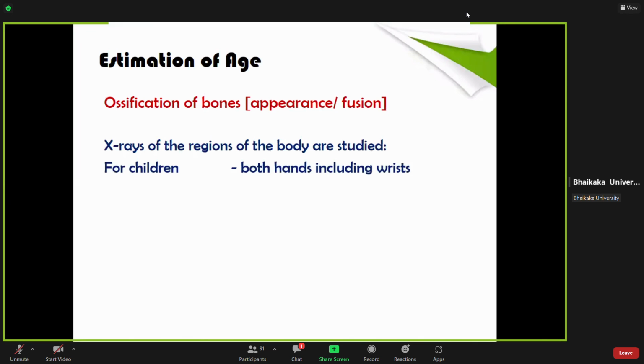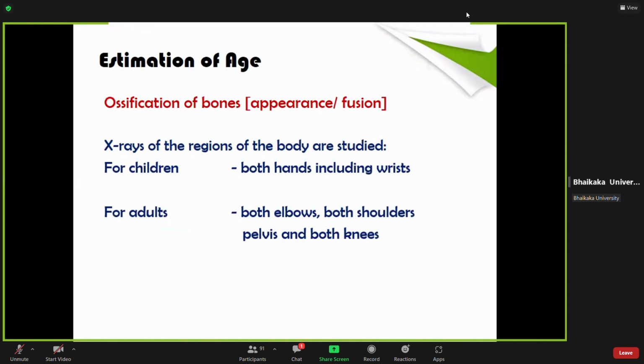X-ray कौन से: for children, both hands including wrist. For adults, both elbows, both shoulders, pelvis and both knees. For old people, collar bone, vertebrae or sternum. X-ray करके ossification हुआ या नहीं हुआ उसके हिसाब से age determine करते हैं.